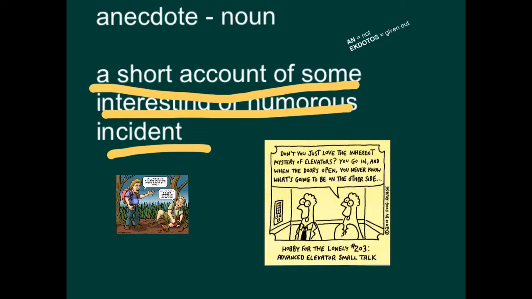Our other cartoon is two chickens in an elevator. And one says, don't you just love the inherent mystery of elevators? You go in, and when the doors open, you never know what's going to be on the other side. So it says hobby for the lonely, advanced elevator small talk. This guy might have a great anecdote later. He's going to have a pretty interesting or humorous incident to tell his friends about, like, I got in this elevator and there was this chicken there. And he started talking about elevators and I was kind of uncomfortable. So, that would be his anecdote.